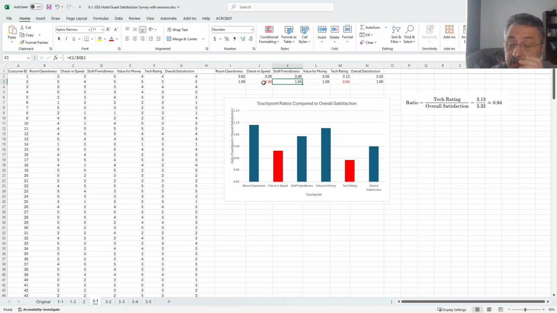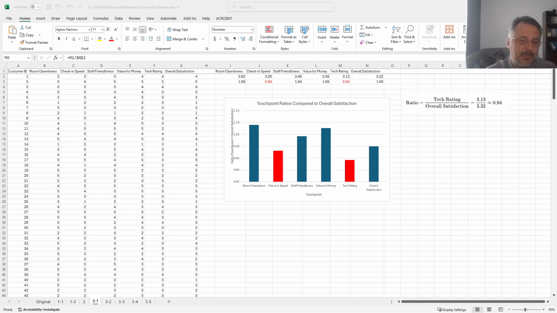Now, I made it red because they are the values less than 1. Okay? We also created a bar graph where blue ones are higher than 1 and red ones are less than 1. Now, what does that mean? For example, the ratio of 0.94, right? In this case, which one is the tech rating? This indicates that tech rating is slightly underperforming compared to overall experience.